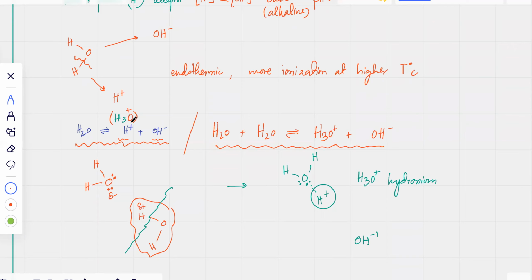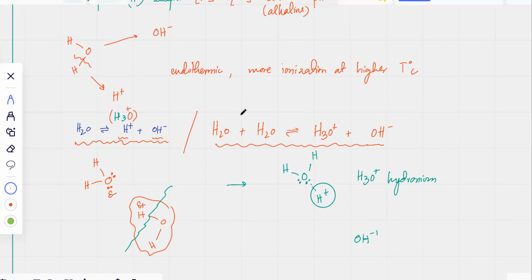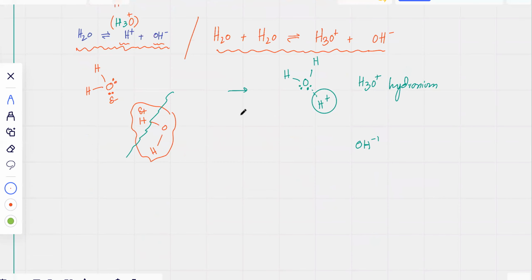Achha, so just don't get confused. H plus 1, I mean, these two equations would be used interchangeably. It doesn't really matter if you use this equation or this equation. They're kind of the same equation. Whenever you see H plus 1 or H3O plus 1, just remember they're basically the same thing. Conventionally speaking, they're used interchangeably. Most of the time, you just use the first one. But anyways, let's talk about dissociation of water.